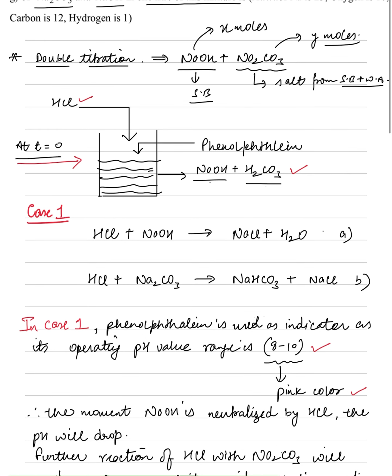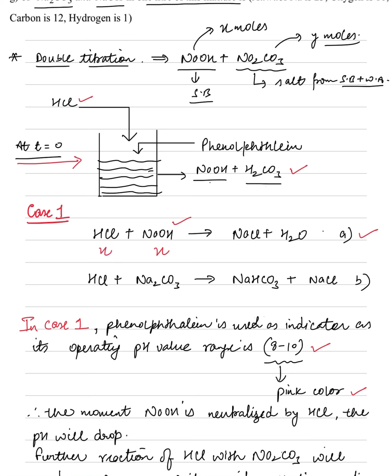Now the moment we start adding the HCl into the beaker, what will happen? The NaOH is a strong base, so HCl, being a strong acid, will quickly neutralize the NaOH present in the beaker. Now how many moles of NaOH are given to us? X moles. If you look at the first reaction A, this reaction is balanced and the stoichiometry is 1:1. That means if X moles of NaOH are used, X moles of HCl are required to carry out this titration.